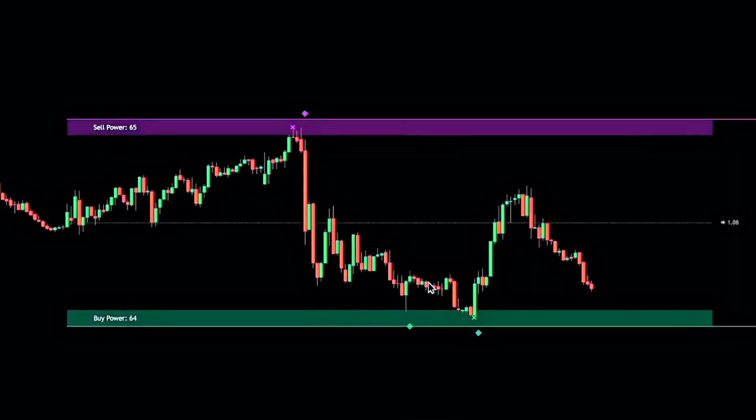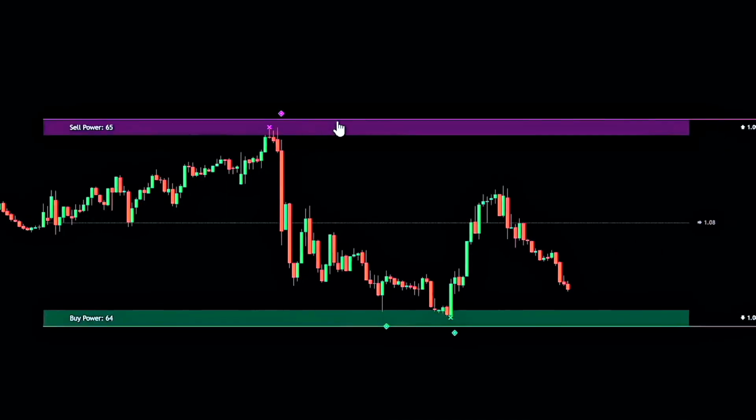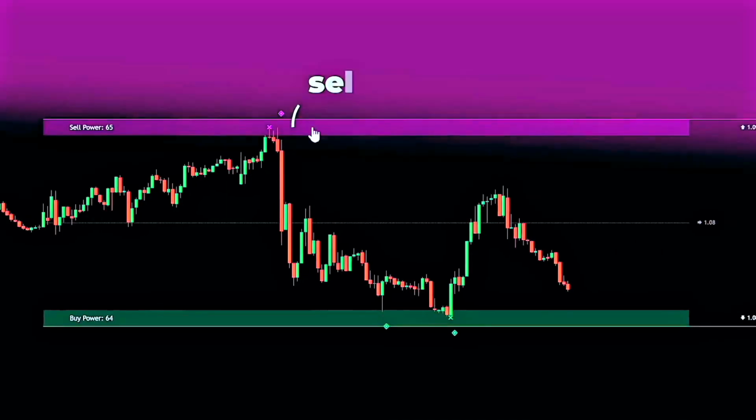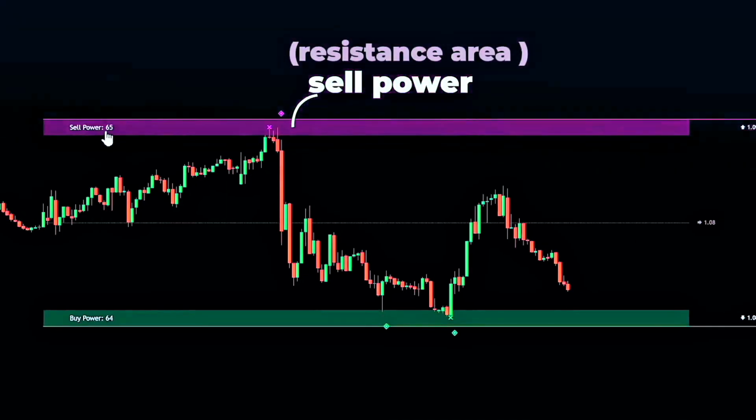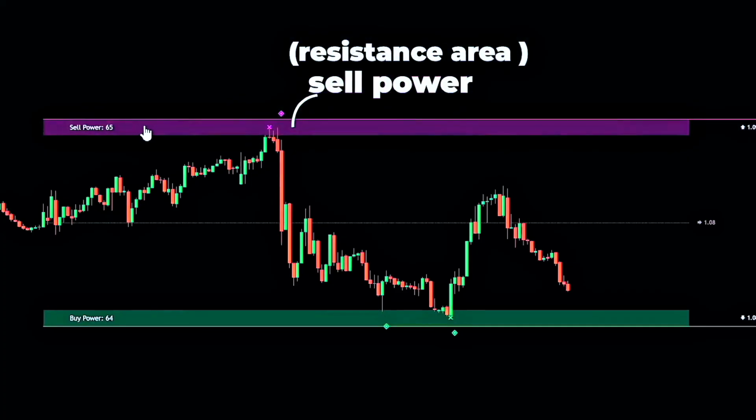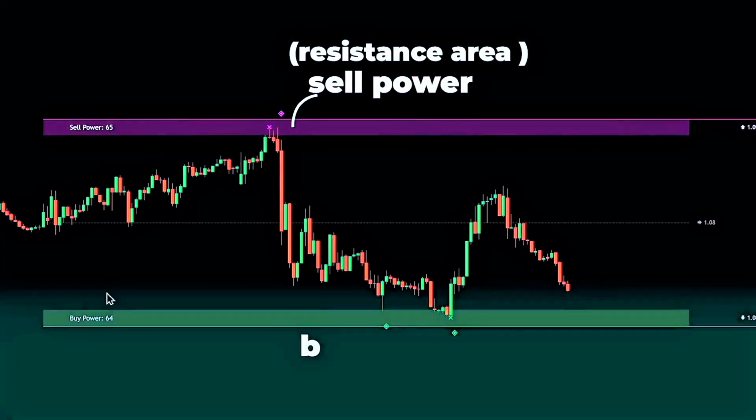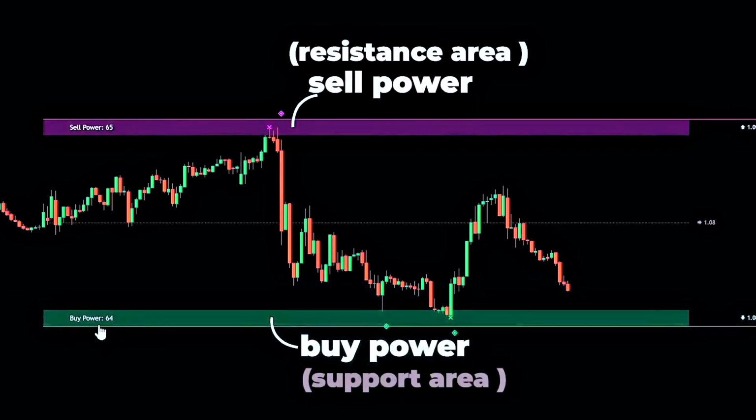When you load it up, you'll notice a channel. The upper zone, usually shaded pink, is the sell power area, basically your resistance. The lower zone, typically in green, is the buying power area, your support.